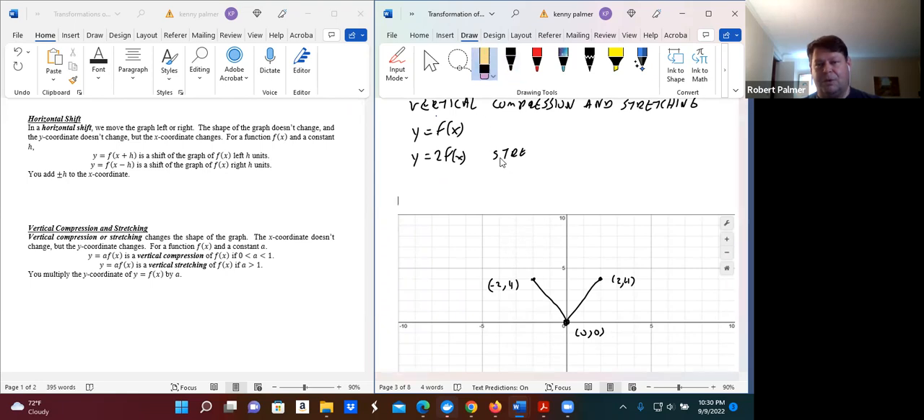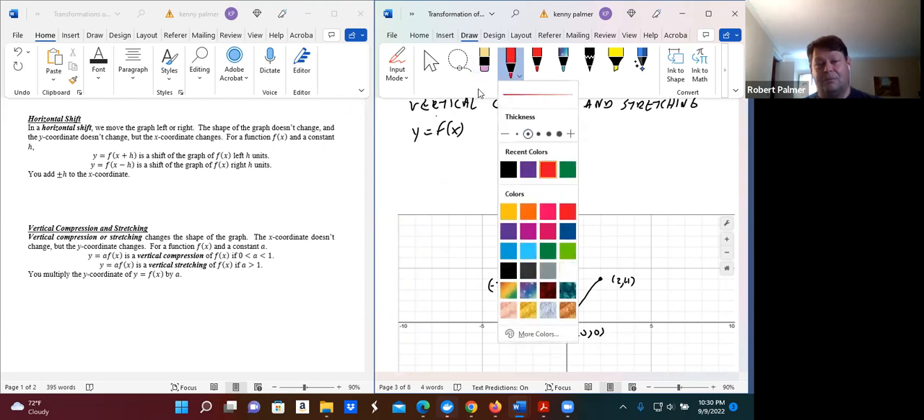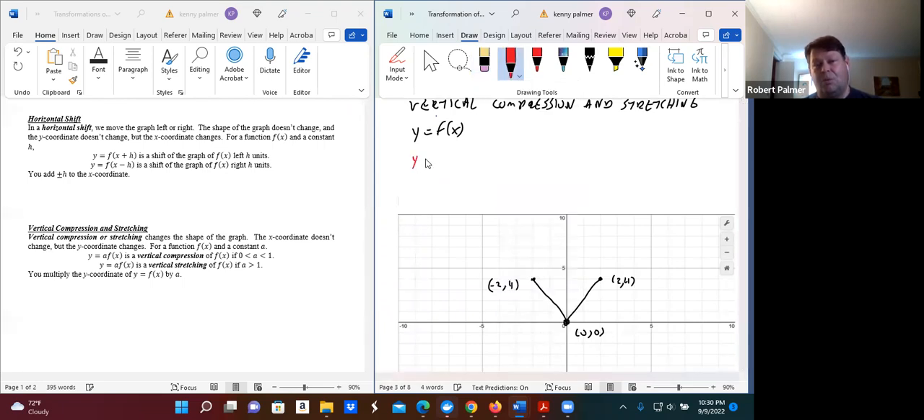Oops, sorry, I forgot to do that in a different color. Give me a moment. Let me change that, so I'll make that red. So y equals 2 times f of x. And this is going to stretch f of x vertically by 2.